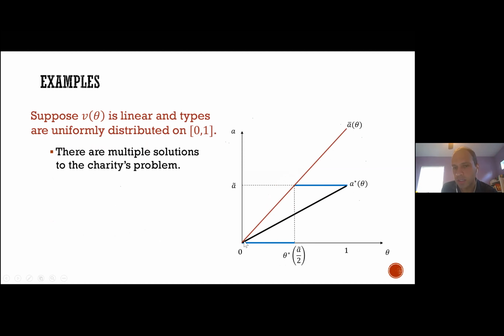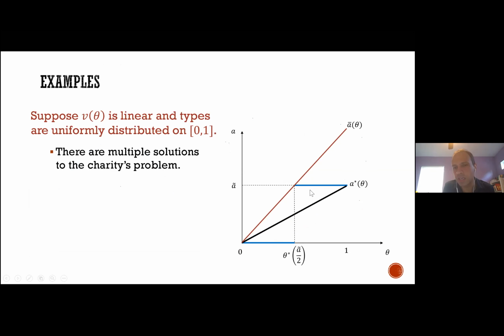So in fact, this agent optimal mechanism, which coincides with the A star curve, is optimal. Also, this mechanism where you have a take it or leave it mechanism, where the charity only accepts this action A tilde, which coincides with A star 1, that mechanism is also optimal. So the black line and the blue lines, those are two optimal mechanisms. And you can see why that is the case. Here actually is a very straightforward intuition for why both these mechanisms must be optimal.